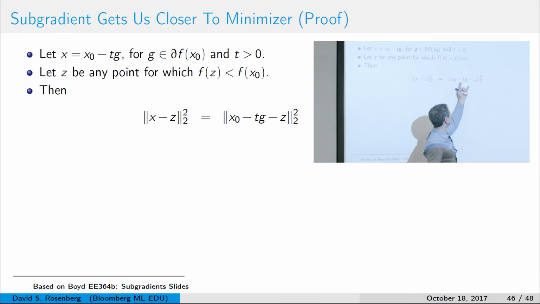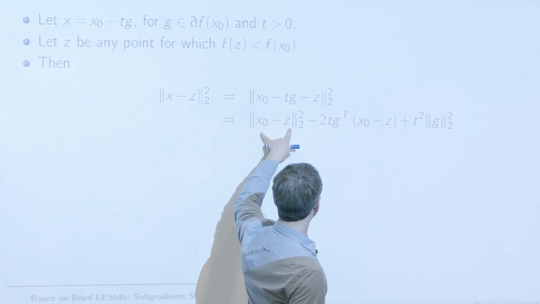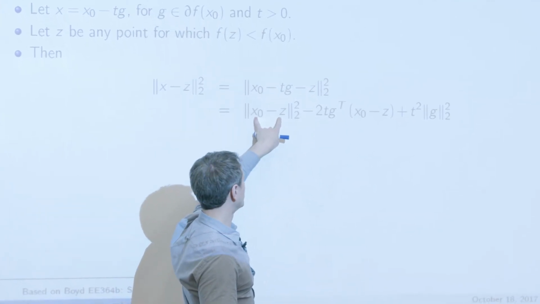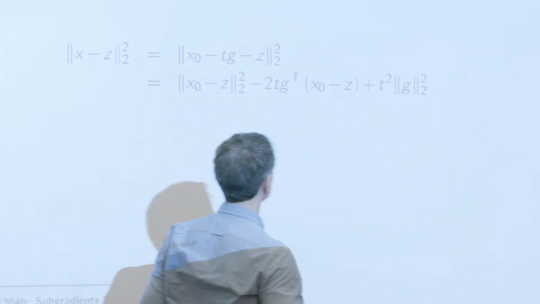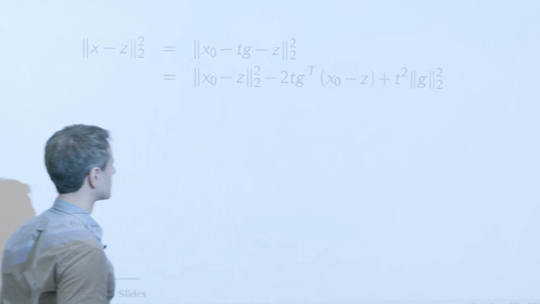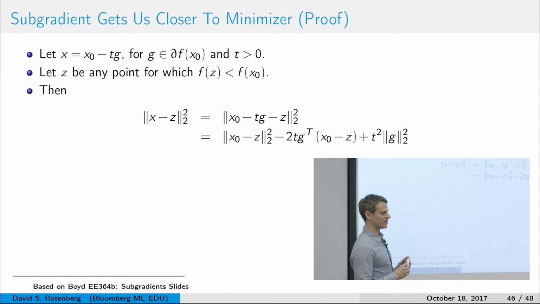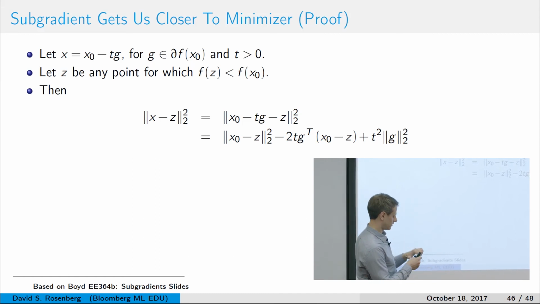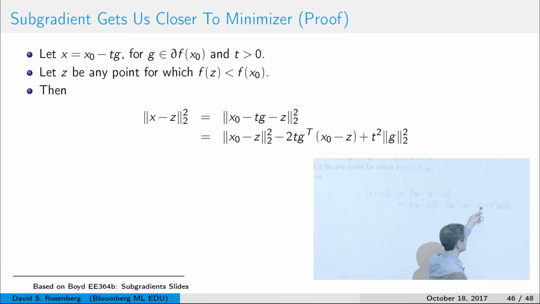This is the inner product of a vector with itself. We can open that up. This is the distance from where we start to where the minimizer is, and then we have this other piece. The step size only shows up in these second pieces. And do you see where we can apply the one thing we know about subgradients? So this piece, g transpose (x0 minus z).